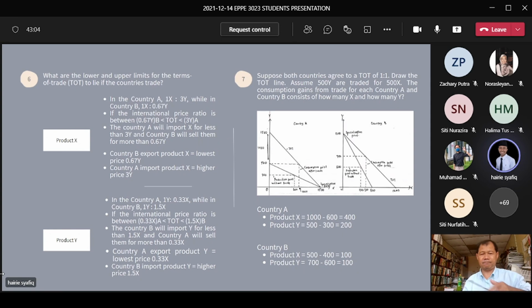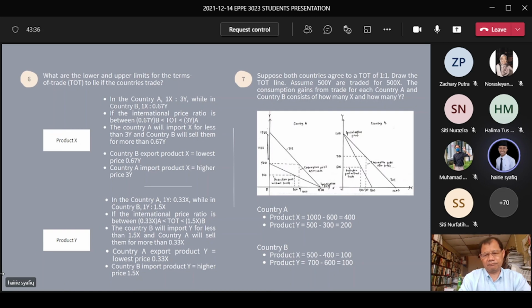For the next question: suppose both countries agree to a TOT of 1 to 1. Draw the TOT line. For the TOT line, we can see on the graph, the new TOT line for country A goes to 1000, and the same goes for product X. For country B, the TOT line is at 1200.